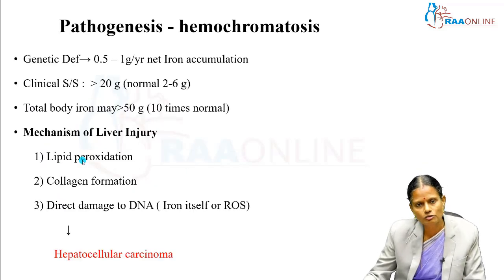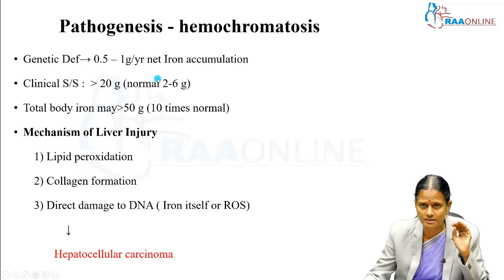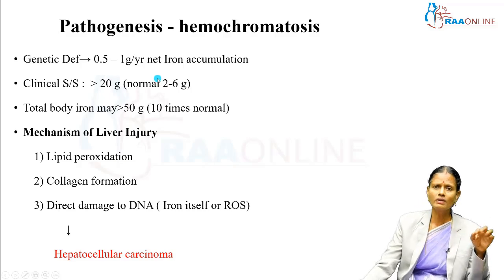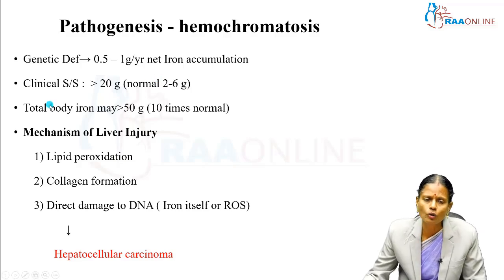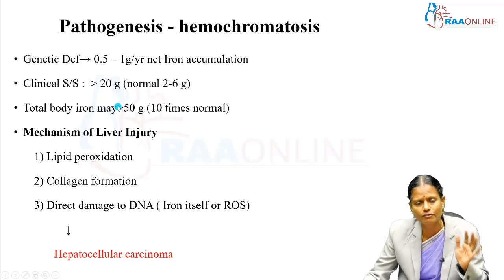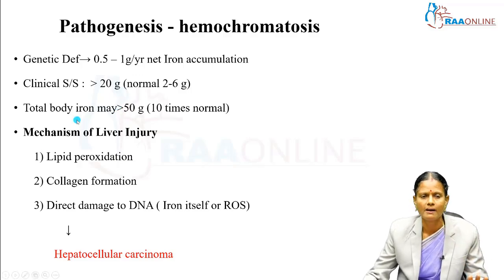Now coming on to the pathogenesis of hemochromatosis. In genetic deficiency, 0.5 to 1 gram per year is the net iron accumulation. Clinical signs and symptoms occur if more than 20 grams of iron is accumulated in the body. Normal level of iron in the body is just 2 to 6 grams. The symptoms will manifest if it is more than 20 grams, and total body iron may be more than 50 grams even in severe hemochromatosis.